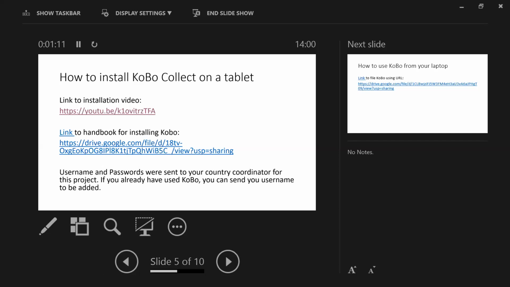Some of you have already used Kobo in the past, and that means that you already have a username. You can also share that username with me, then I can add you to the server, and then you can access Kobo that way.